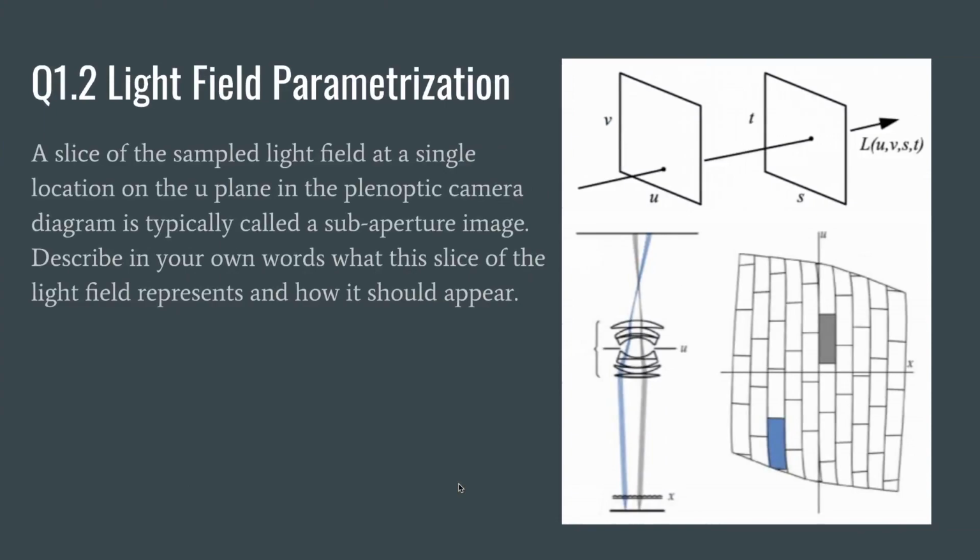Alright, number 2. A slice of the sampled light field at a single location on the U-plane in the plenoptic camera diagram is typically called a subaperture image. So, say we take all of the rays that hit this single point on the U-plane, and then we look at the values that were received on the sensor that correspond to just these rays. That's the subaperture image. Describe in your own words what the slice of light field represents and how it should appear.